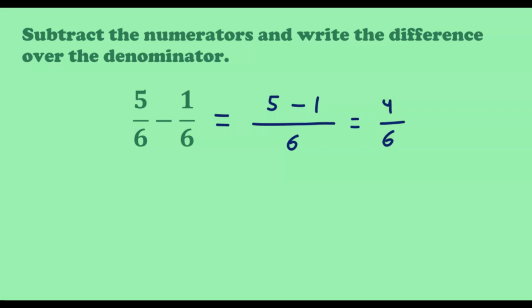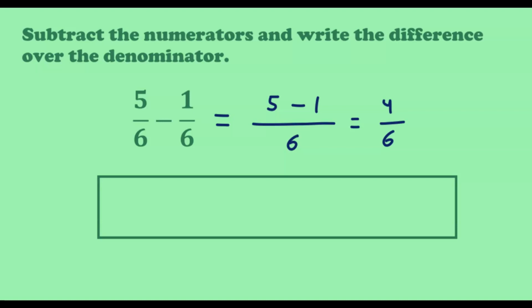Next, let us use models to explain why this process works. First of all, let us draw a rectangle. And since the denominator for both of the fractions 5 over 6 and 1 over 6 is 6, let us divide this rectangle into 6 equal parts. Now, first of all, let us consider the fraction 5 over 6. The numerator of 5 over 6 is 5. So if we want to model this fraction, what we need to do is shade 5 of the 6 equal parts that this rectangle has been divided into.